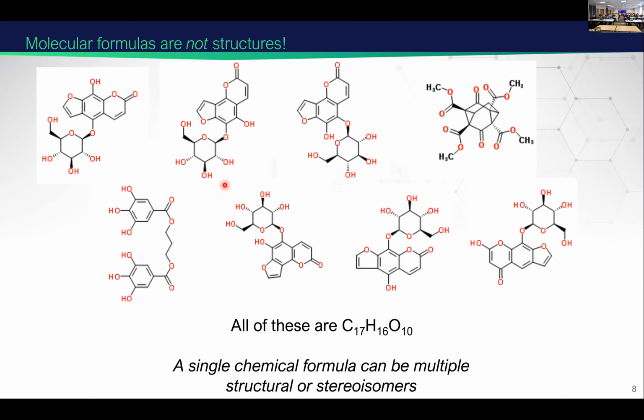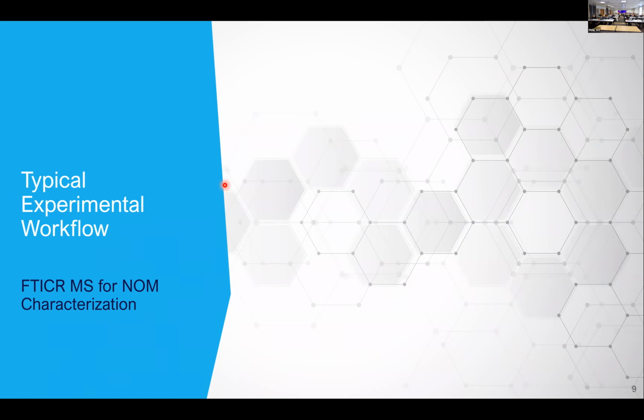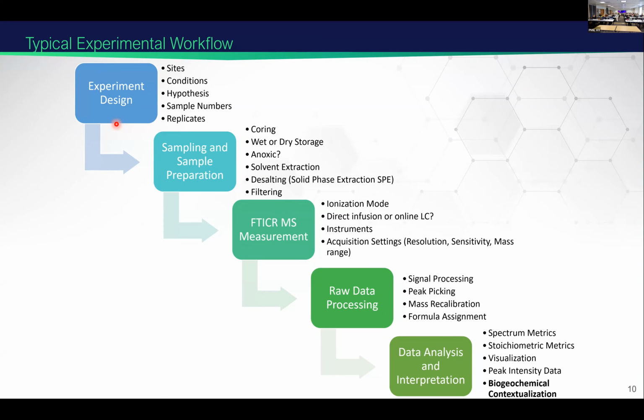So with that in mind, I want to talk about a typical experimental workflow, highlighting the steps from getting your experiment designed all the way through to writing your paper and interpreting your data. So you've seen this already. I don't need to go into too many of the specific points. Suffice it to say that there's a path that you follow when you do an experiment.